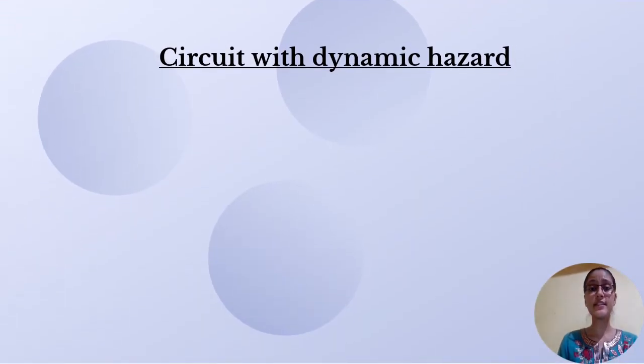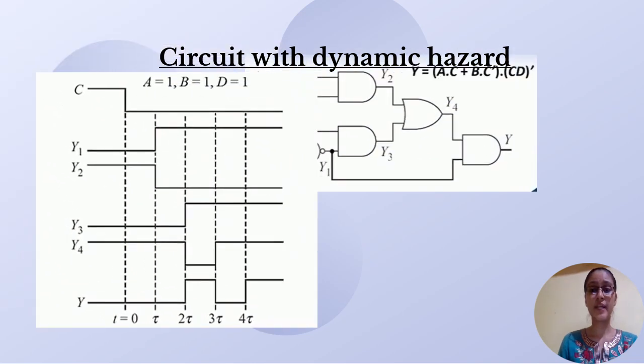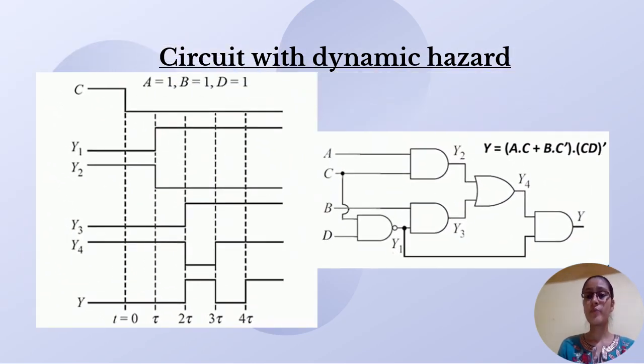Let me consider this circuit with dynamic hazard and explain it in a detailed manner. So when we solve this circuit, we'll get this expression. I'll consider initially A, B and D equal to 1. So this expression reduces to Y is equal to C plus C bar into C dash. That is nothing but C bar.